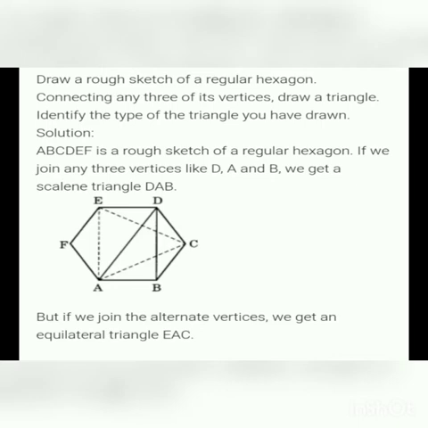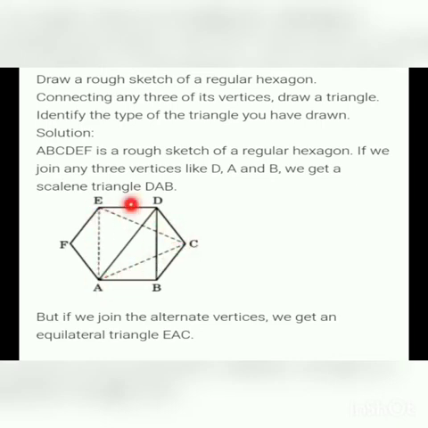Now if we are taking from the first vertex, I took A, then leaving F, take E. So I join from A to E. Then leaving the next vertex, join from E to C. Then from C, leaving the next vertex, I join to A. That means taking alternate vertices means leaving one vertex. From A I left F, then I joined E. Then from E I left D, then I joined C. Then from C I left B and joined A. So taking alternate vertices, I got a triangle AEC.